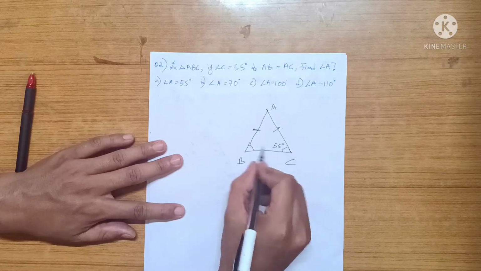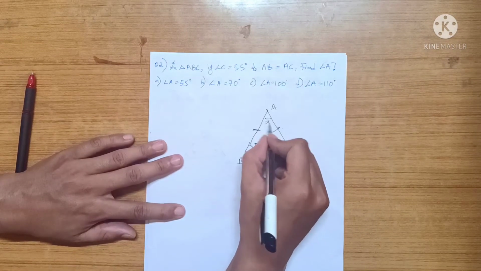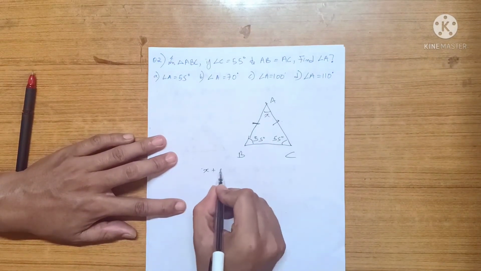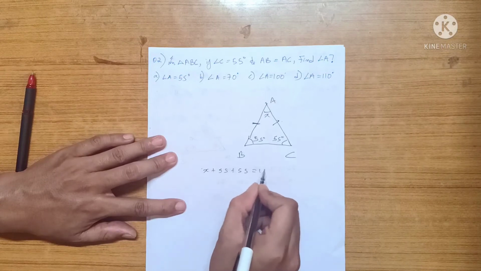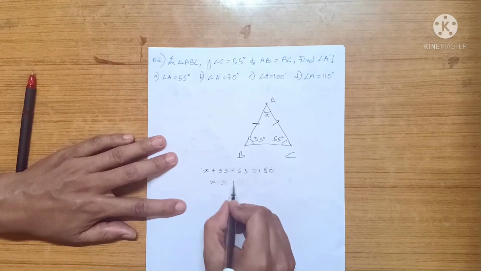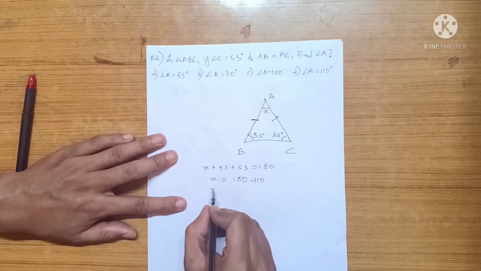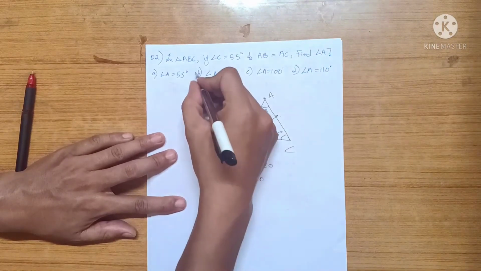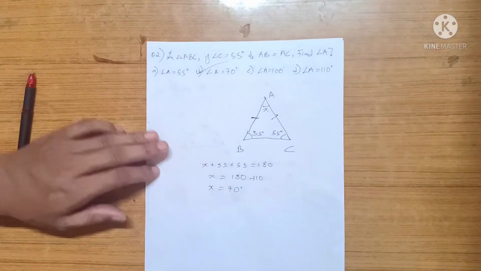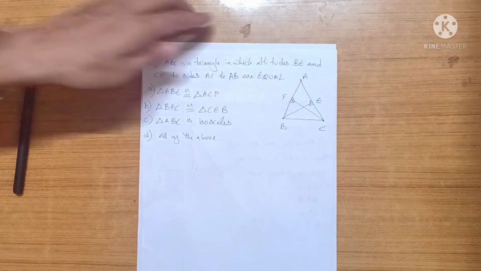So if this is 55 degrees, this should also be what? 55 degrees, right? So this is X, and the same rule applies. So X plus 55 plus 55 equals 180. 55 plus 55 is 110. This 110 shifted this side will become minus 110. So X is 70 degrees, which is the correct answer. And then let's move on to the next question, which is this.